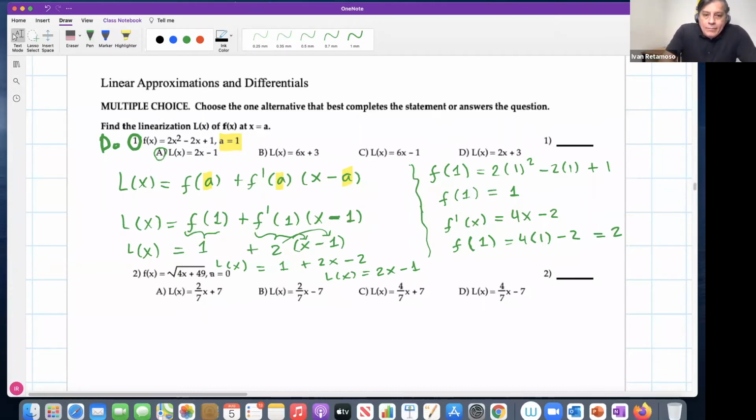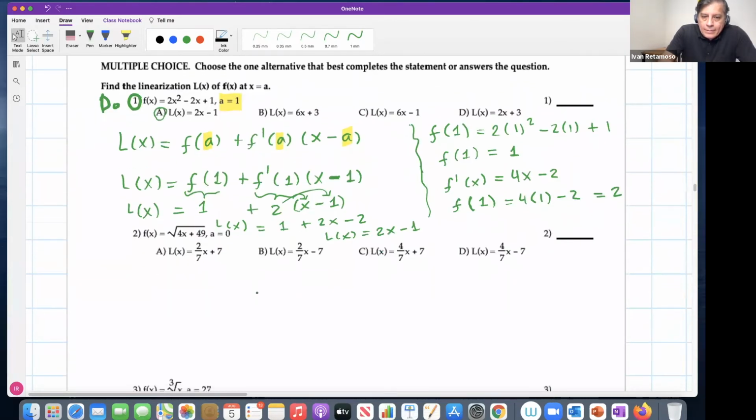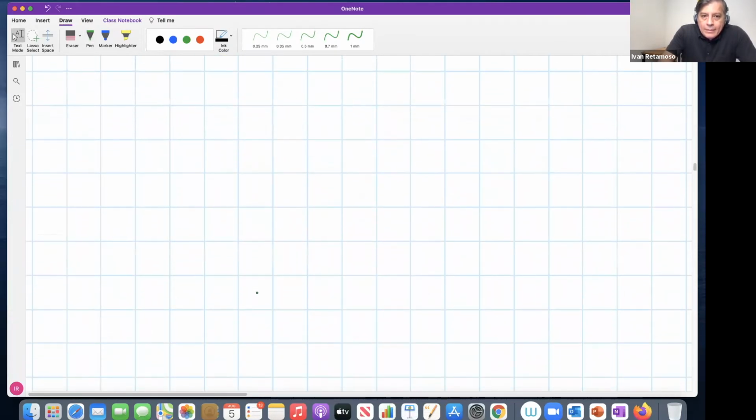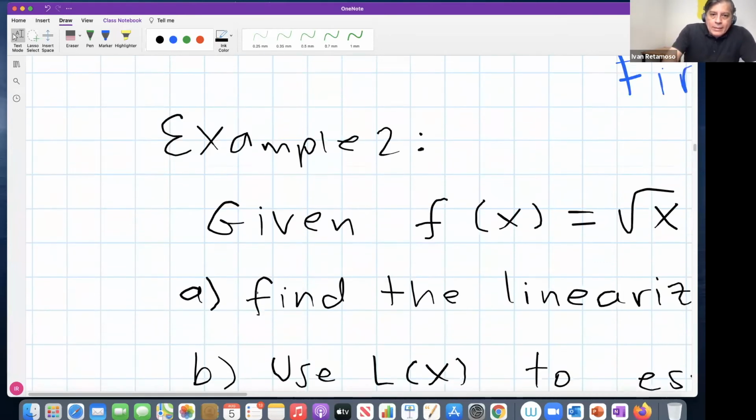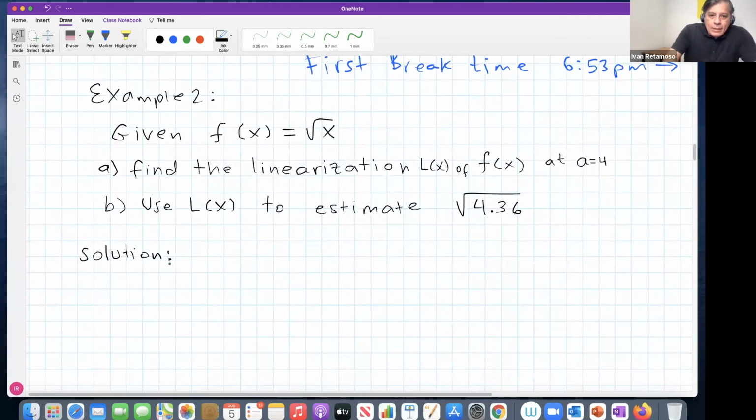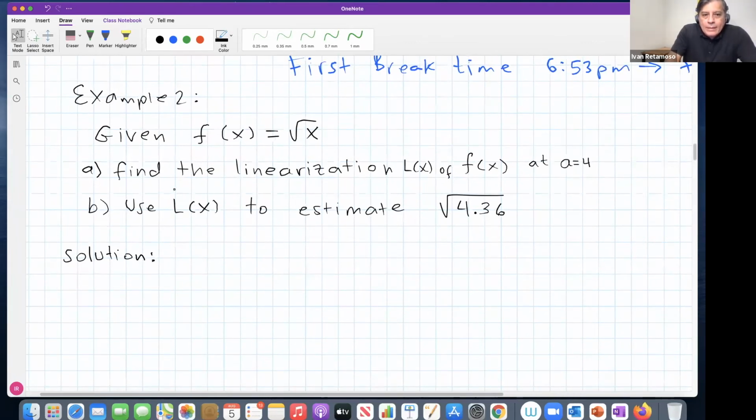Now, we have to do linearization with these square root functions. So let me give you an example, okay? Let's go back to the lecture, and then we will go back to that question on the worksheet. Example 2: suppose we have this square root function, and they ask us to find the linearization of this function at base point a equal 4, just like in the first example, right? And then they say, once you get the linearization, use that linearization to estimate the square root of 4.36. So let's do that together.